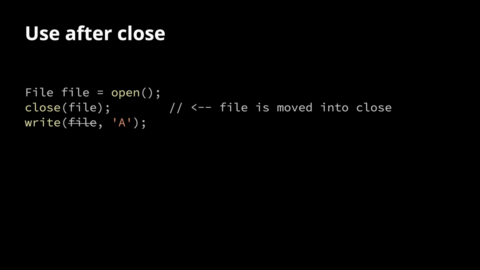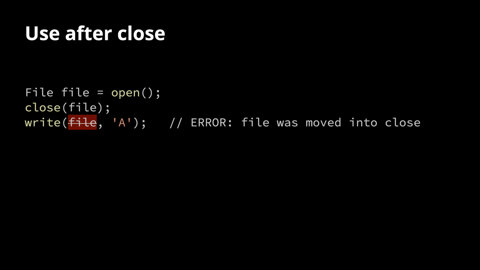The compiler tracks that the file variable is invalidated because its contents were moved away. The file has been consumed by the close function, and any subsequent attempt to use file produces a compile error. We can't accidentally write to a closed file because the compiler knows the file variable is no longer available.